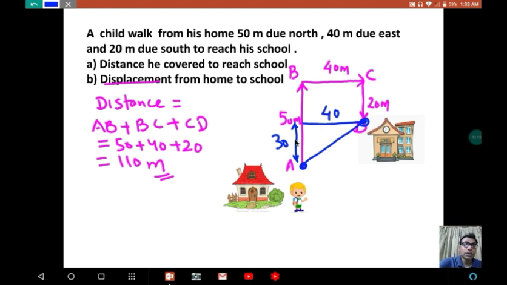Two sides are 30 and 40, the third side will be 50. By using the Pythagoras theorem, we can find the third side, 50. So the displacement here is 50 meters, that is AD.